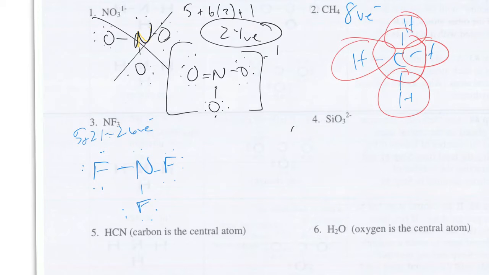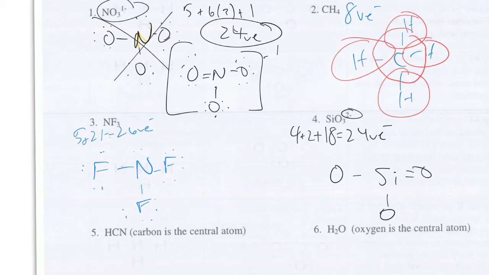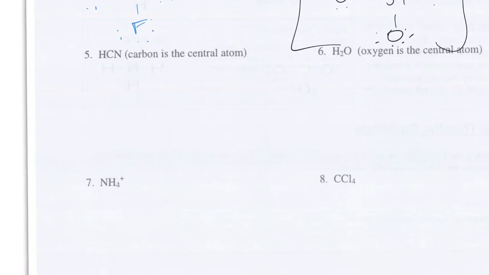SiO3 minus 2 is 4, plus an extra 2 right there, plus 6 times 3 is 18, so we got a total of 24 valence electrons. And I already know what this guy's going to look like. It's going to look just like the one that has 24 valence electrons, which is right over here, NO3 minus 1. So I'm going to put a double bond on one of these oxygens. And so if I do that, I end up with 24 valence electrons, and I'm in good shape.